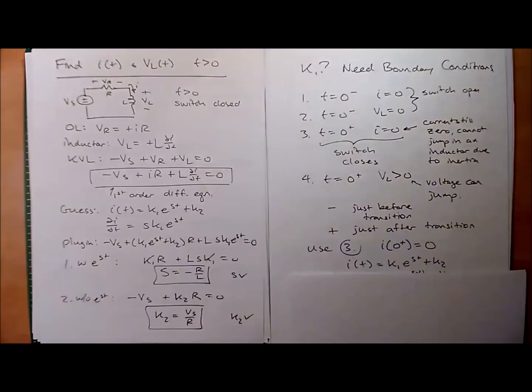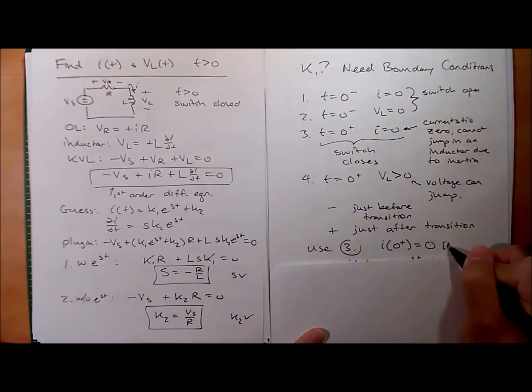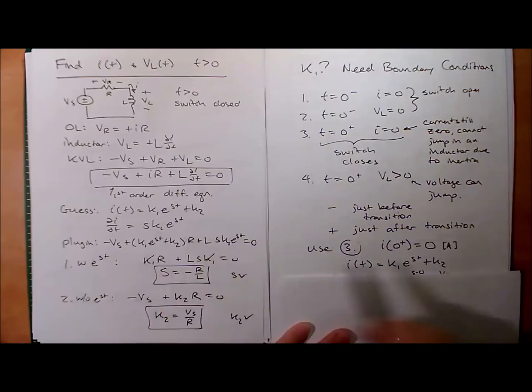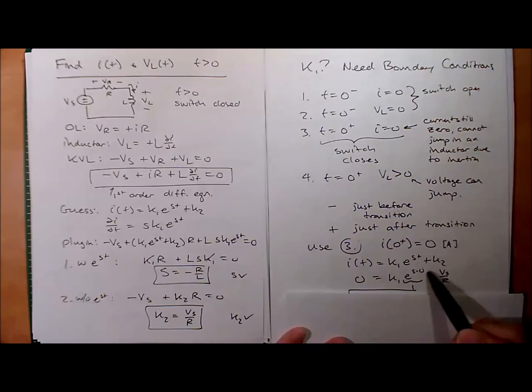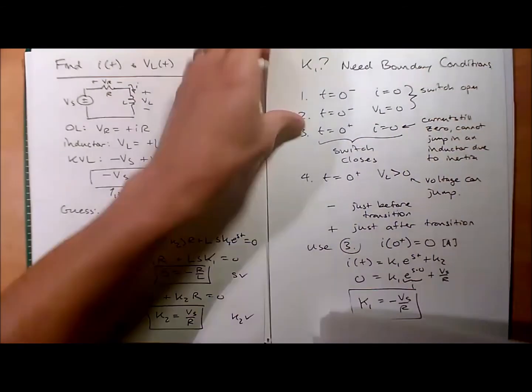Okay, so let's take this back. The current just after the switch closes is 0 amps. Maybe we'll even put a little 0 amps here. And we can now plug that into our general form. We know K2, we know S. Now we're looking for K1. So I'm going to put the 0 in here and the 0 over there. And I have K1 equals negative Vs over R, because we found K2 was Vs over R. Okay, good. That's it. That is our expression.